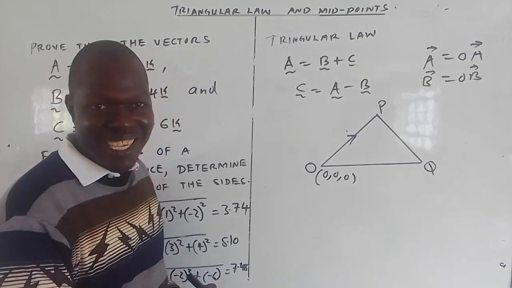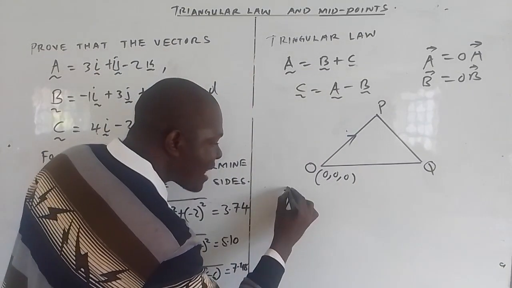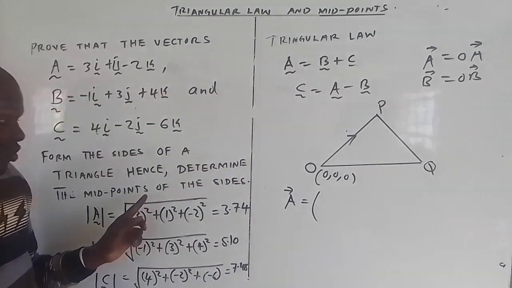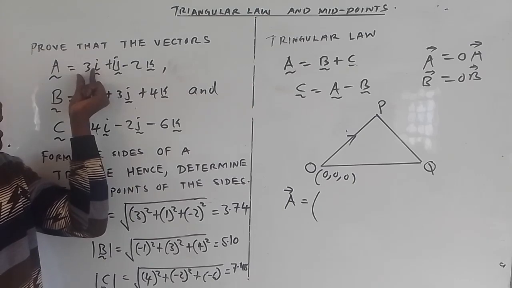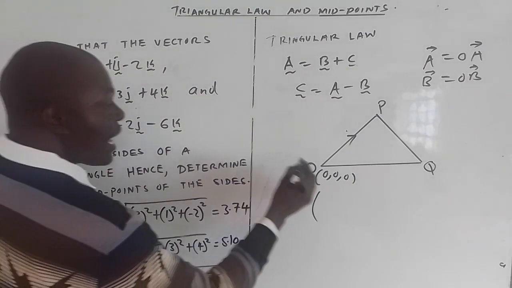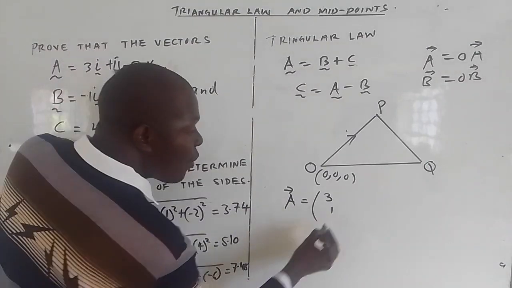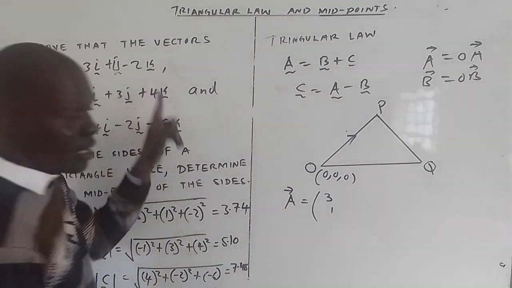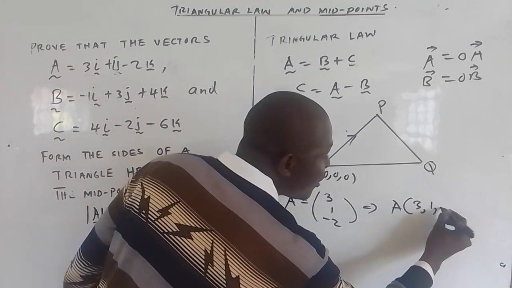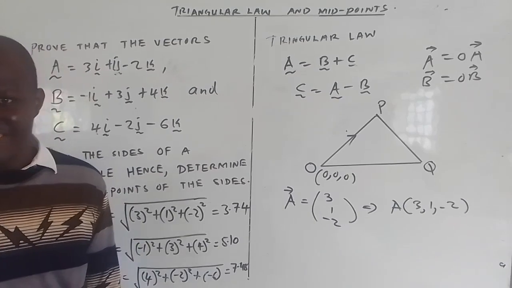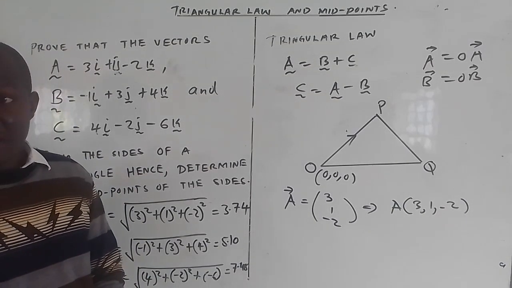Are you seeing? So go back and check. What was your vector A? This is what I want you to check. Look here. X was 3, Y was 1, Z was negative 2. Meaning if you change this to coordinates, it is 3, 1, negative 2. Are you seeing that?